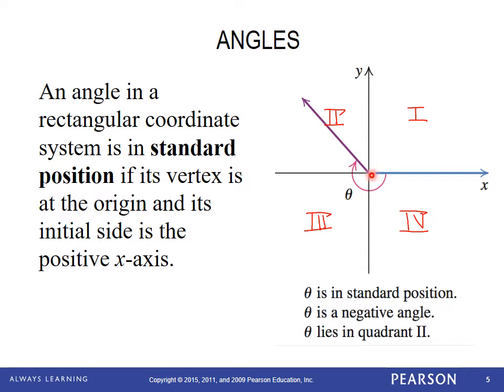So in this case, what we say is this angle, first of all, is in standard position because of the vertex, which is this one right here. It's a negative angle because it goes clockwise, it goes this rotation. And it's in quadrant number 2. So there's a lot of information just about that angle right there.